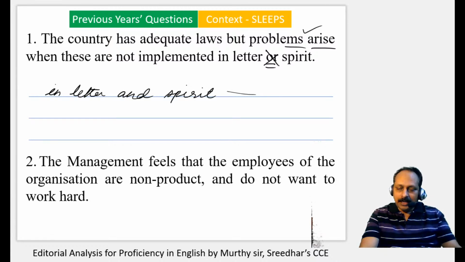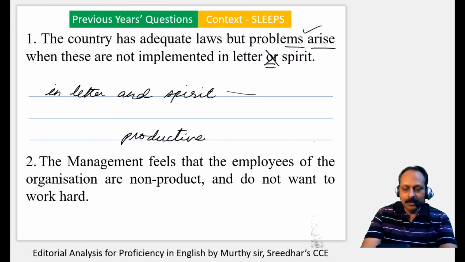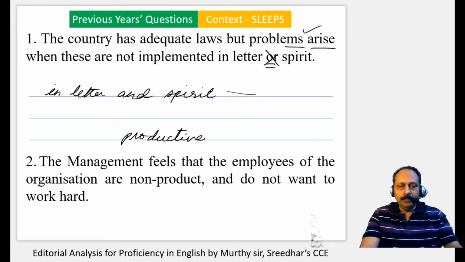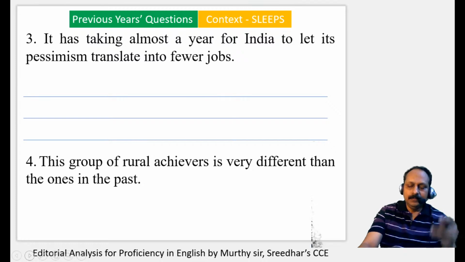Where is the error? Sentence number 2. Non-productive. It is not non-product. Human beings are not products. Non-productive. What is the right word here? Employees should be productive. Productive, opposite non-productive. So answer is non-productive. This is not right. All these are from previous year's papers, mind you. Please go to question number 3.